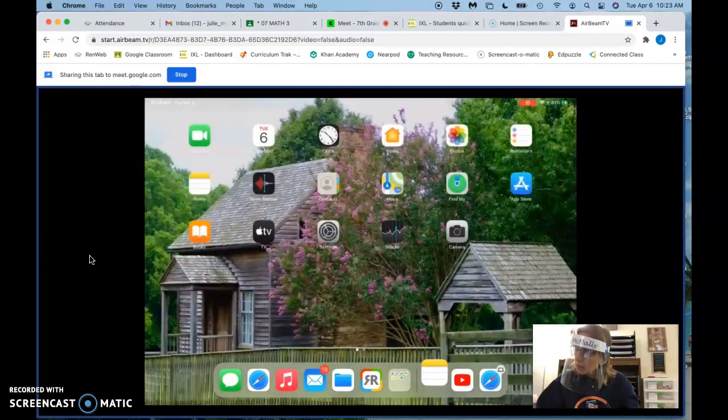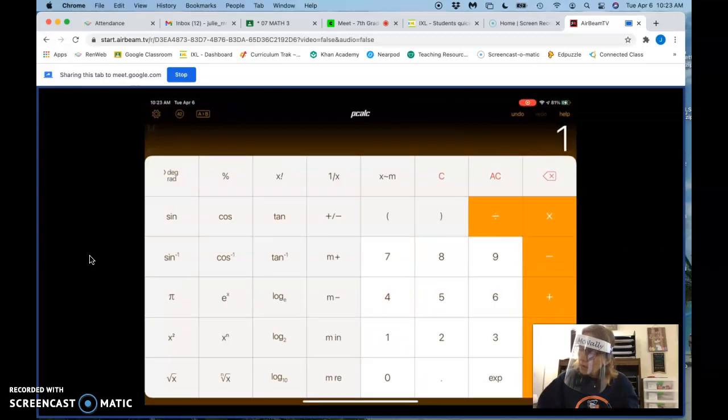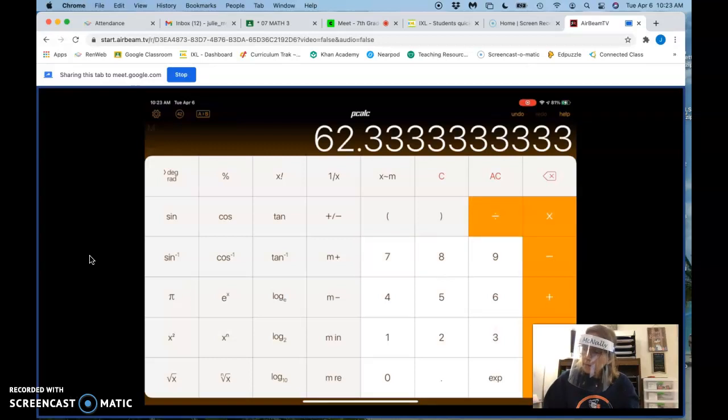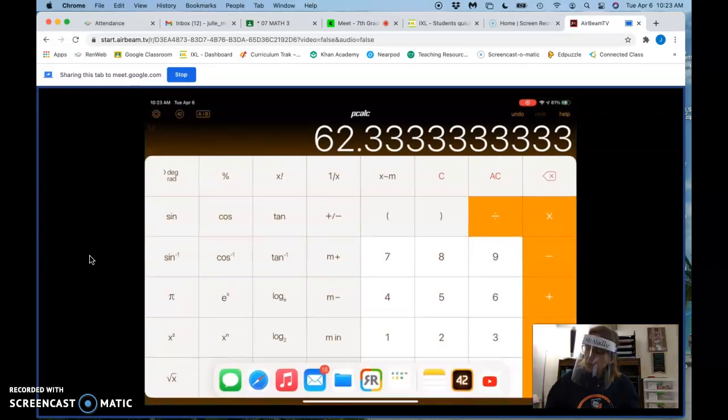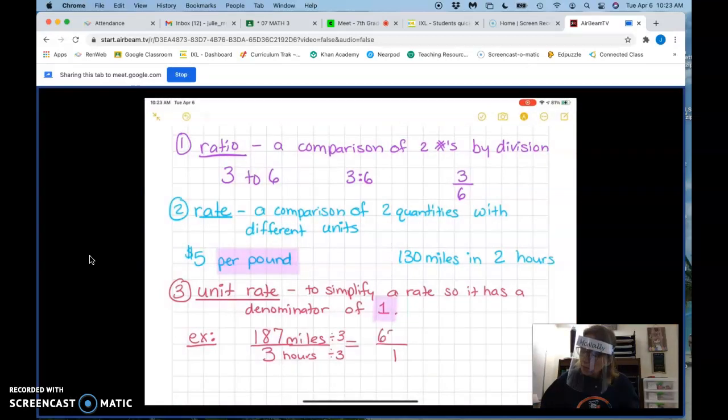So let's find my calculator. 62.33333. So I'm going to write it with a line. So my unit rate is I can go 62.3 miles in 1 hour. And when we do unit rates, you're always going to write your units there, which are the miles and the hours, or you might have cups to minutes or feet to seconds or whatever it is. You're going to write the words with the numbers.